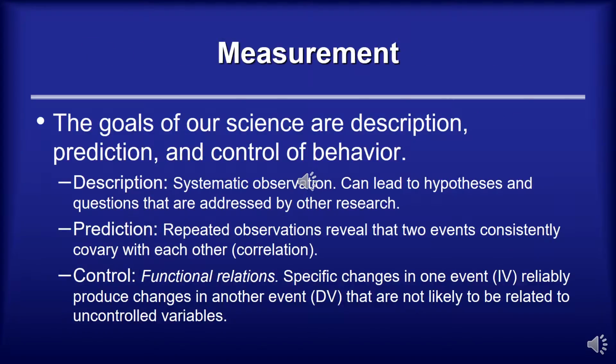The goals of our science are description, prediction, and control of behavior. You can find the basic definitions of these terms on the slide. Pause the video if you'd like to review them. Per Johnston and Pennypacker, description involves attaching a number to an event to distinguish it from other events. Prediction is possible when we're able to accurately determine the outcome of future measurement based on repeated past measurements. We'll discuss control during later modules when we get to the topic of experimental design.